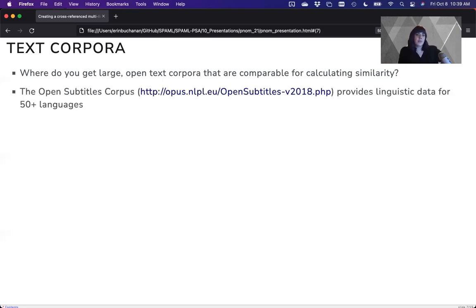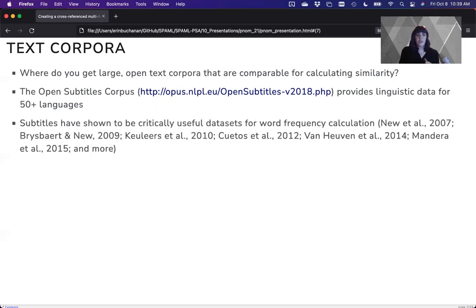Well, the Open Subtitles corpus is a large corpus of subtitles in 50-plus languages that is freely available. Why subtitles? Well, subtitles have been shown to be critically useful in cognitive studies, especially predicting anything to do with linguistics. I always tell my students, if you don't know the answer, it's word frequency. And so these have provided us really great estimates of word frequency, especially the way that we use the language, rather than more sort of academic use of language.